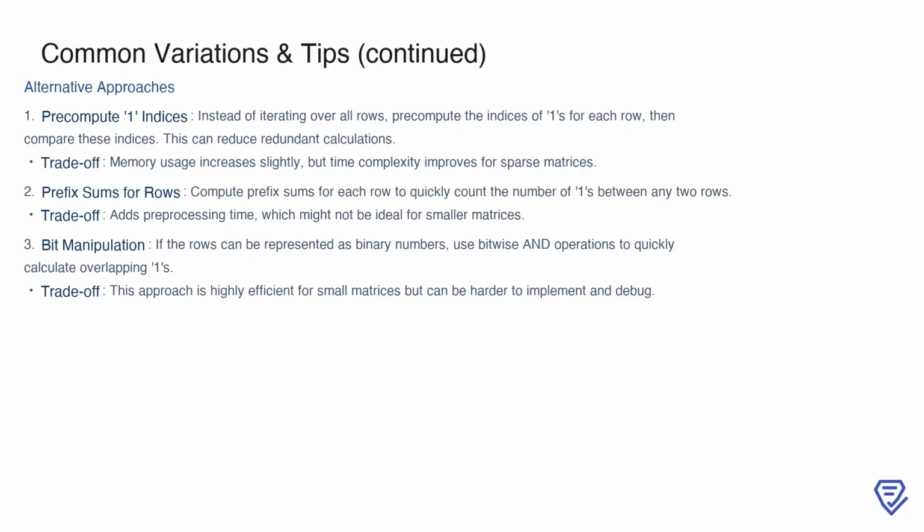Finally, bit manipulation offers a creative and highly efficient solution. If the rows can be represented as binary numbers, you can use bitwise operations like AND to calculate overlapping ones rapidly. However, this method can be harder to implement and debug, so it's better suited for smaller matrices or advanced users. Each of these approaches has its trade-offs, so it's important to carefully consider the problem constraints and input size when deciding which to use.